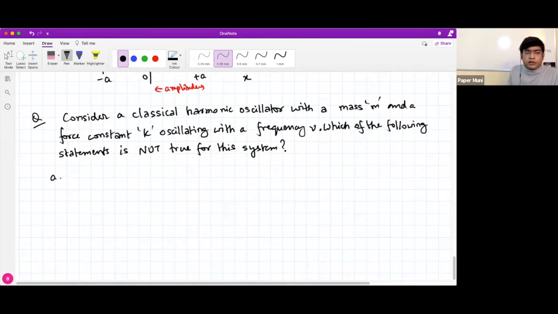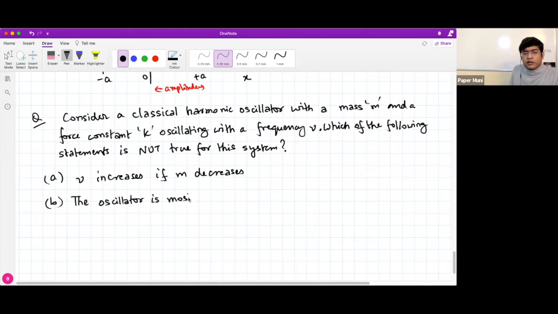Now let's write down the statements. Statement one, A, says nu increases if m decreases. B option, the oscillator is most likely to be found at the equilibrium position. Okay, at the equilibrium position. And yeah, this is the statement.